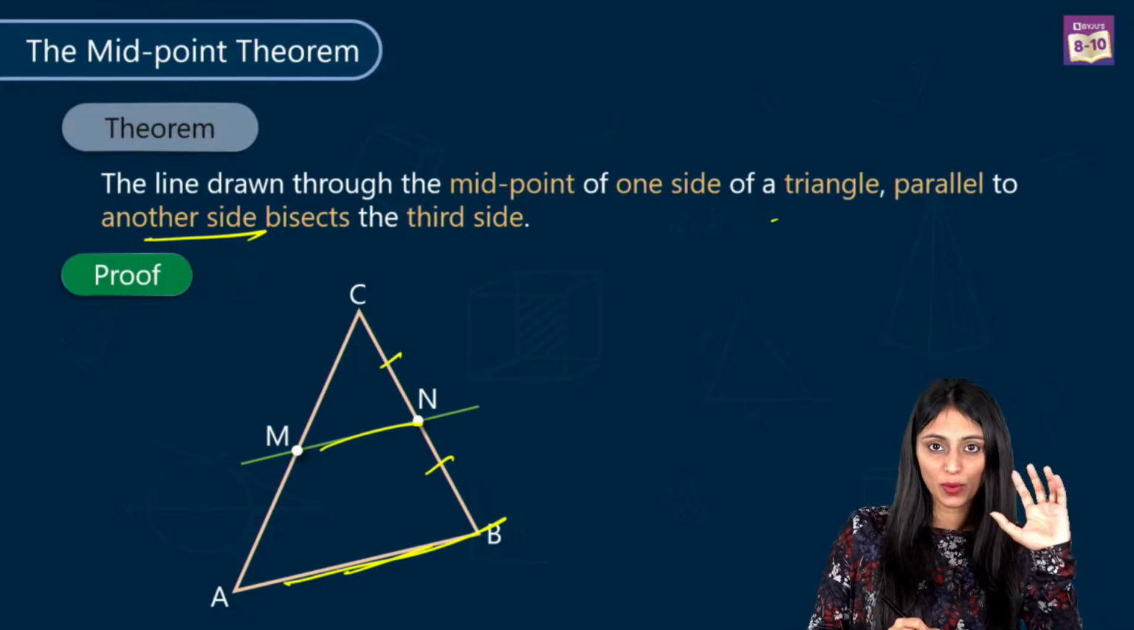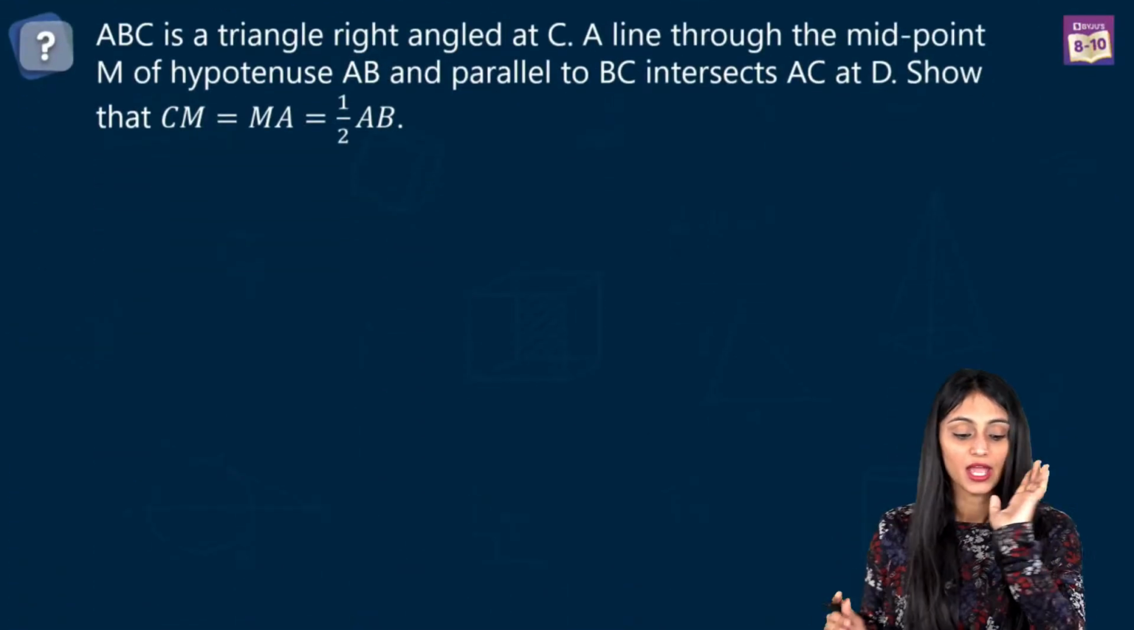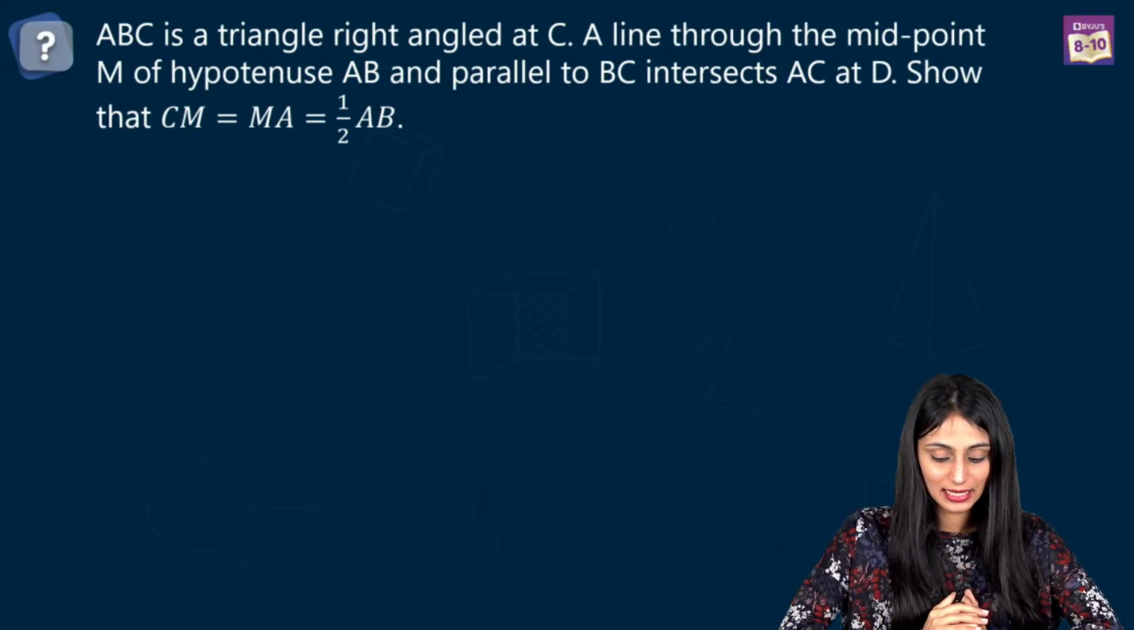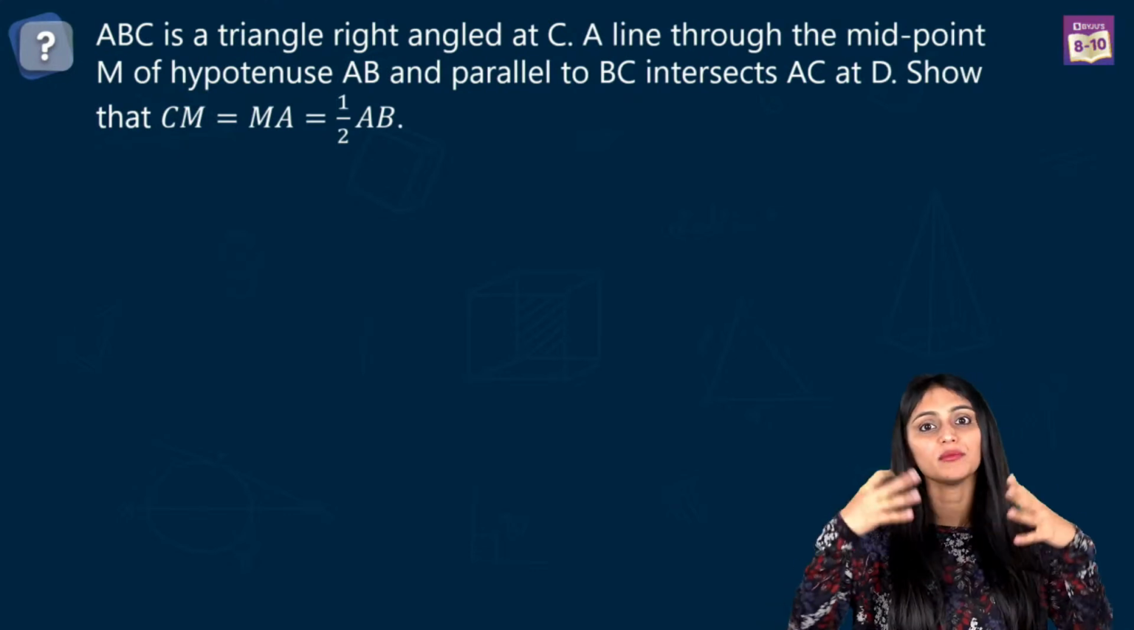Now let's try out a few questions based on the midpoint theorem. Here we have a question. ABC is a triangle right angled at C. A line through the midpoint M of hypotenuse AB and parallel to BC intersects AC at D. Show that CM is equal to MB is equal to half of AB. So much information is given in the question.